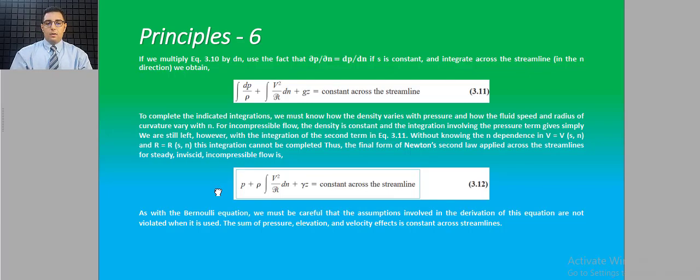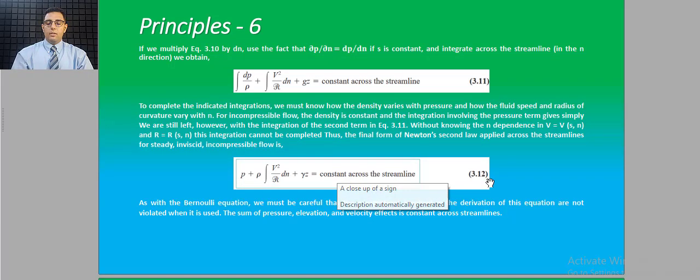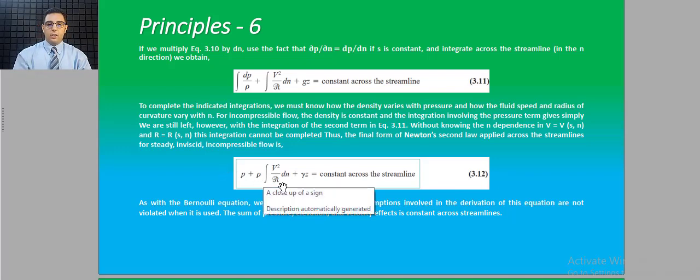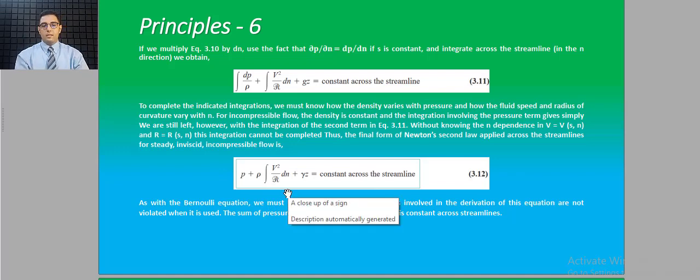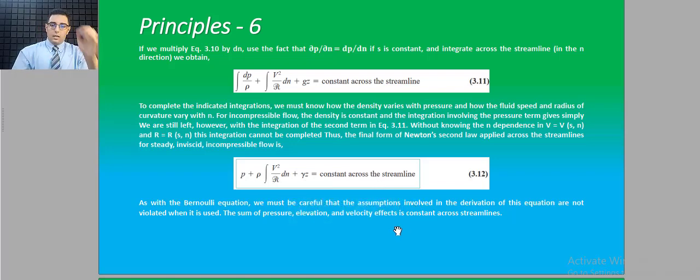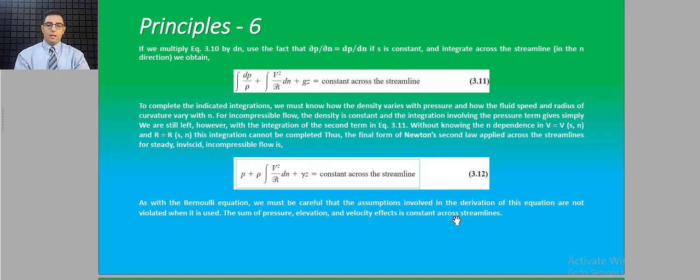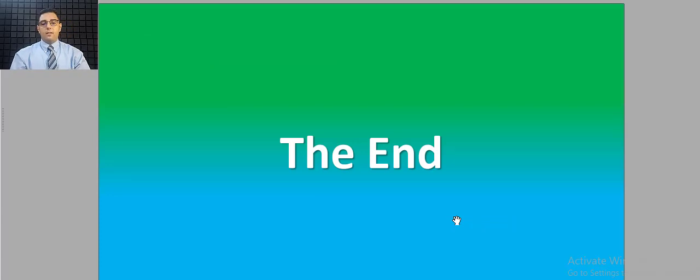So the total Bernoulli equation in the normal direction is p plus rho times the integral of V squared over R dn plus gamma z, which is equal to a constant across the streamline. Based on this equation, we comprehensively grasp that the sum of pressure, elevation, and velocity effects is constant across the streamline. So this is the end of the third session for Chapter 3.